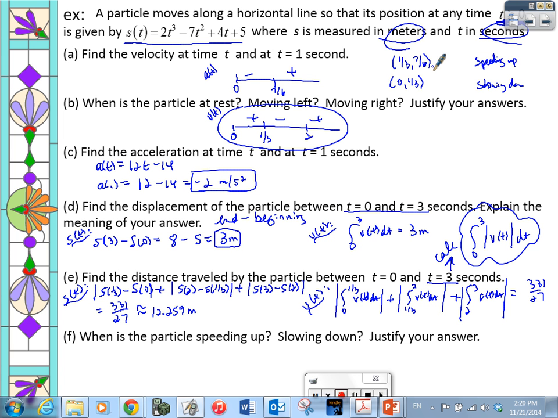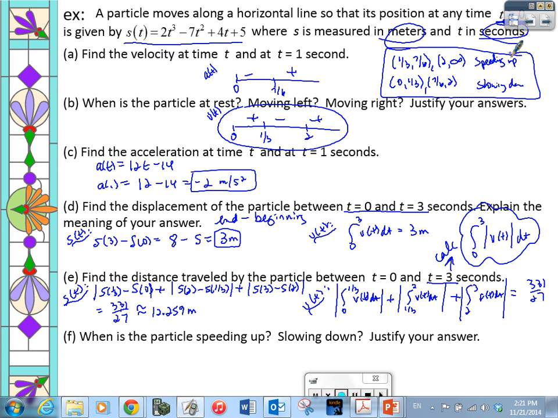Where's my next break? At 2. So 7/6 to 2, my acceleration is positive. 7/6 to 2, my velocity is negative. So where's that going to go? Slowing down, right? So 7/6 to 2, we're slowing down. The last interval is from 2 to 3. So from 2 to 3, acceleration is positive, or actually, are we just doing till 3? Nope, we're doing till infinity. From 2 on, acceleration is positive, and velocity is positive from 2 on, so that goes in speeding up, 2 to infinity. And there's my speeding up and slowing down.